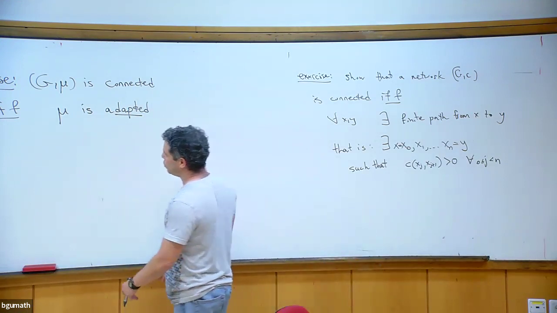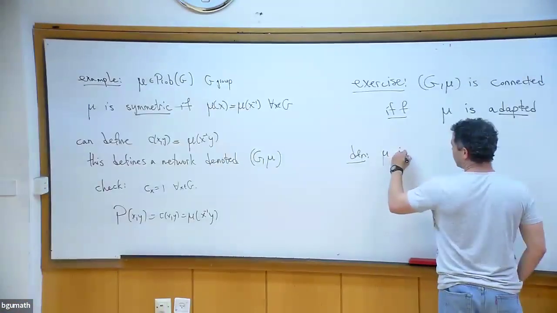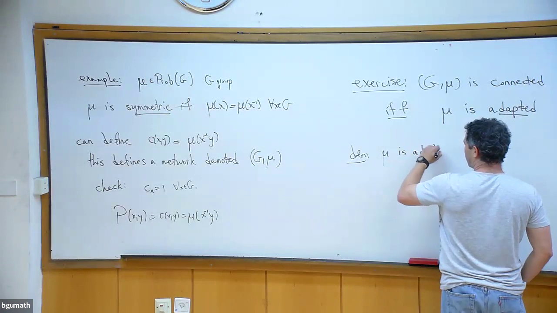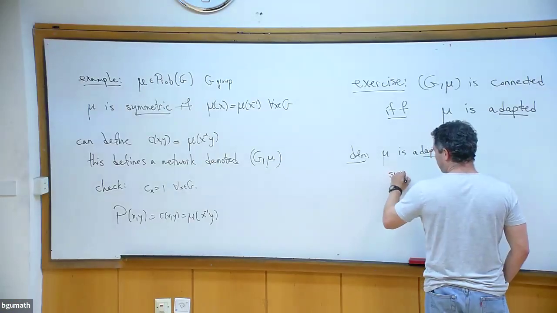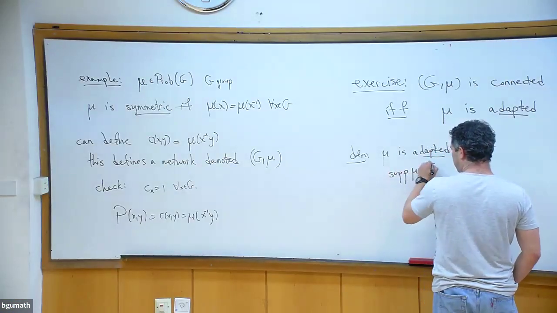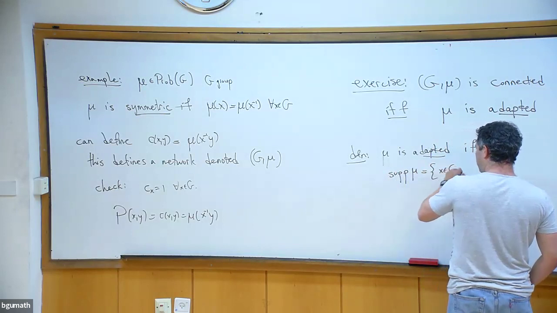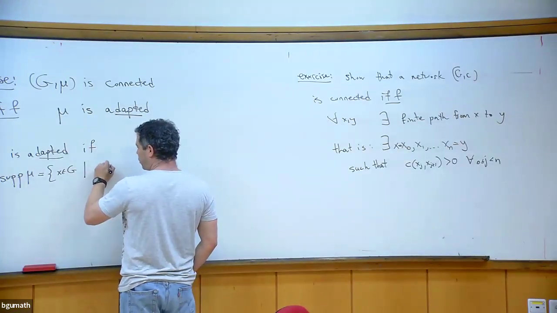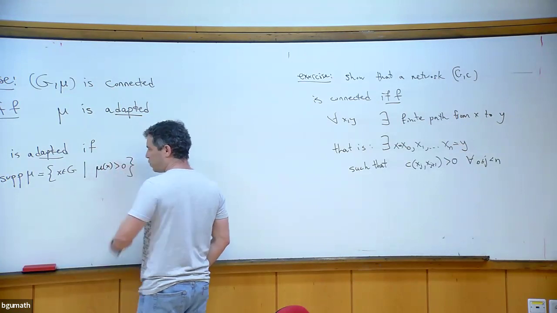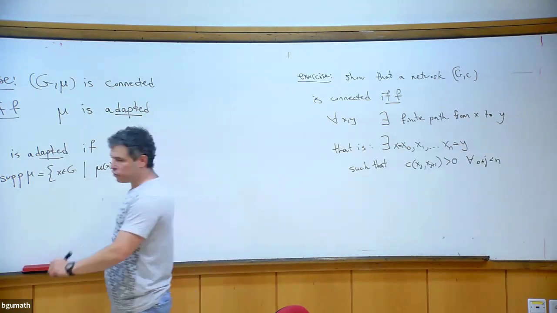So mu being adapted: a probability measure mu on group G is adapted if the support of mu generates G. What is the support of mu? This is the set of all elements in G such that mu gives them positive mass. This is the support. And I'm going to write that it generates G.